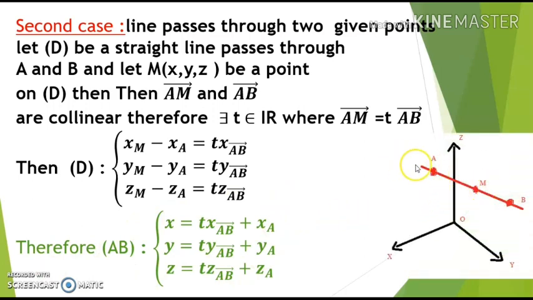Then this line D passes through two fixed points. Take a variable point M. AM and AB are collinear, so there exists t belonging to R such that AM equals t·AB. By replacing the coordinates of AM and AB, we get the parametric form of the line AB.